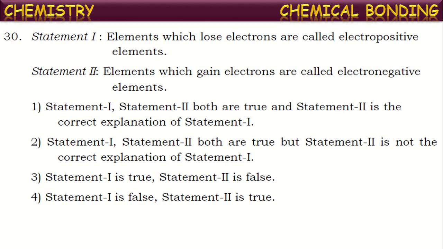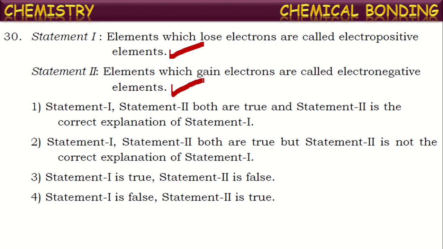see statement 1 in this question. Elements which lose electrons are called electropositive elements. Yes, the atoms which are ready to lose electrons and hence form positive ions are called electropositive elements. Generally metals are electropositive elements. Second statement, elements which can gain electrons are called electronegative elements. Yes, this is also correct.